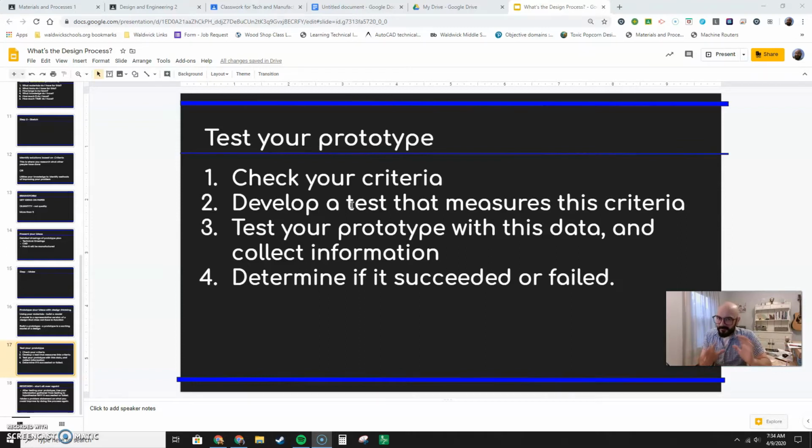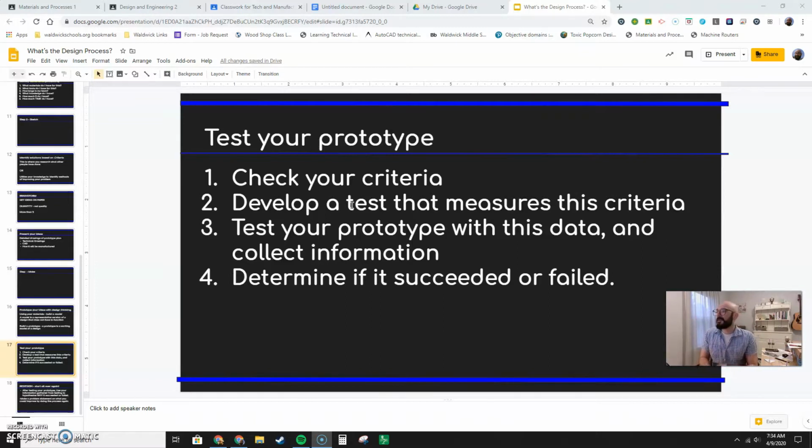Now, this could be done in a variety of ways. If you're doing something like aesthetics or the way it looks, it may come down to developing a chart where you grade different aspects that you could improve.